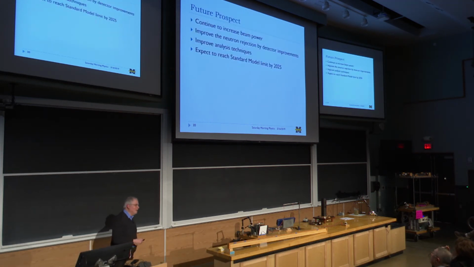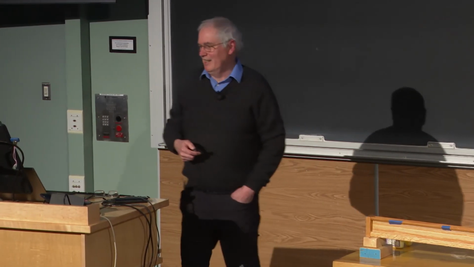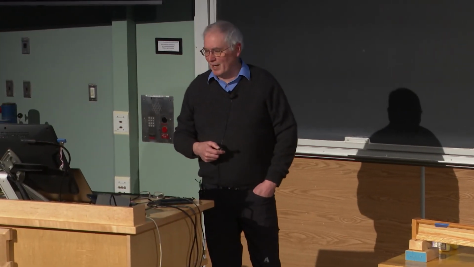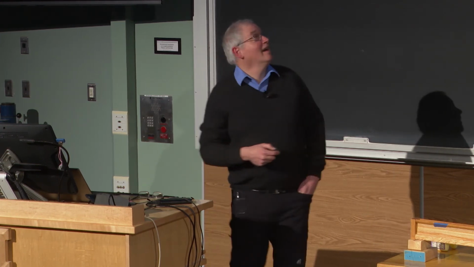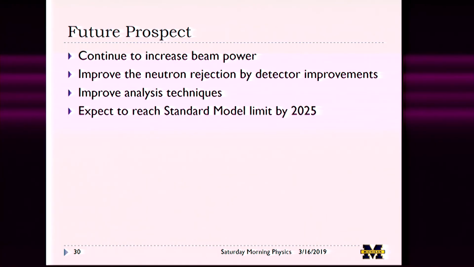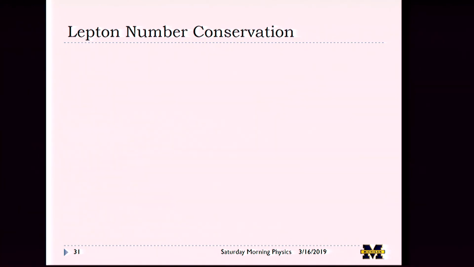Continue to increase the beam power so we get more kaons. Improve the neutron rejection by detector improvements. Improve the analysis techniques. And by now, our expectation is by 2025, we should get to the limit.